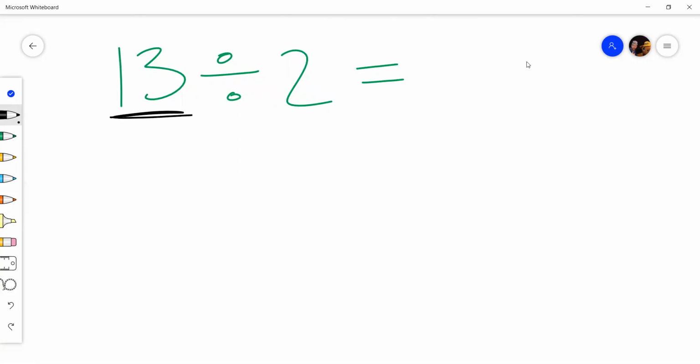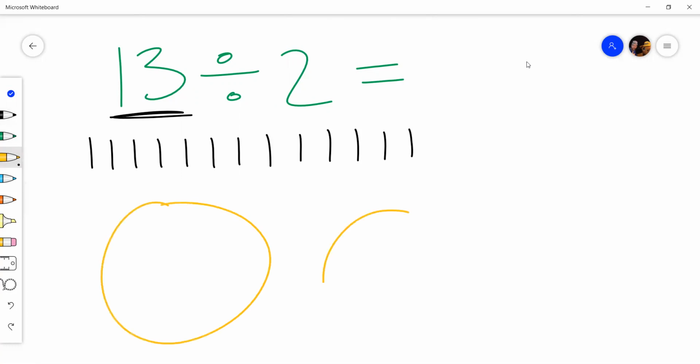That's the whole concept, right? 1, 2, 3, 4, 5, 6, 7, 8, 9, 10, 11, 12, 13 things. And we're going to distribute them, or divide them, or break them into 2 groups. So I like to draw 2 groups. That's what this 2 represents. And then again, we distribute.